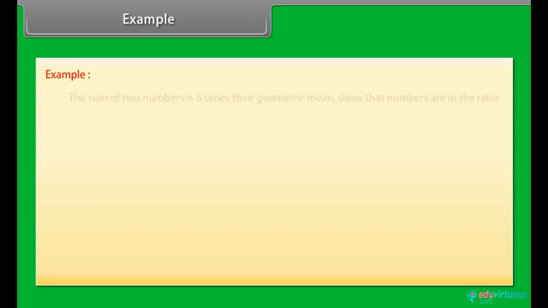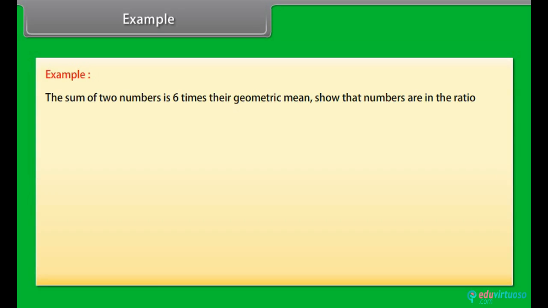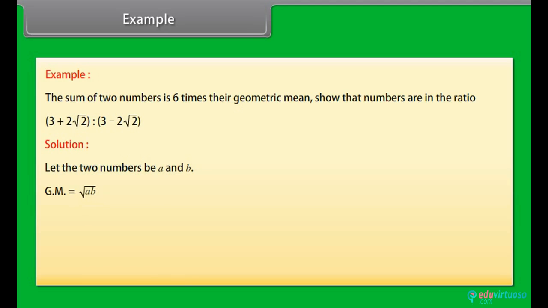Example: the sum of the two numbers is 6 times their geometric mean. Show that the numbers are in the ratio. Solution: let the two numbers be a and b. Geometric mean equals the square root of ab. According to the given condition, a plus b is equal to 6 into square root of ab. Let it be equation 1.